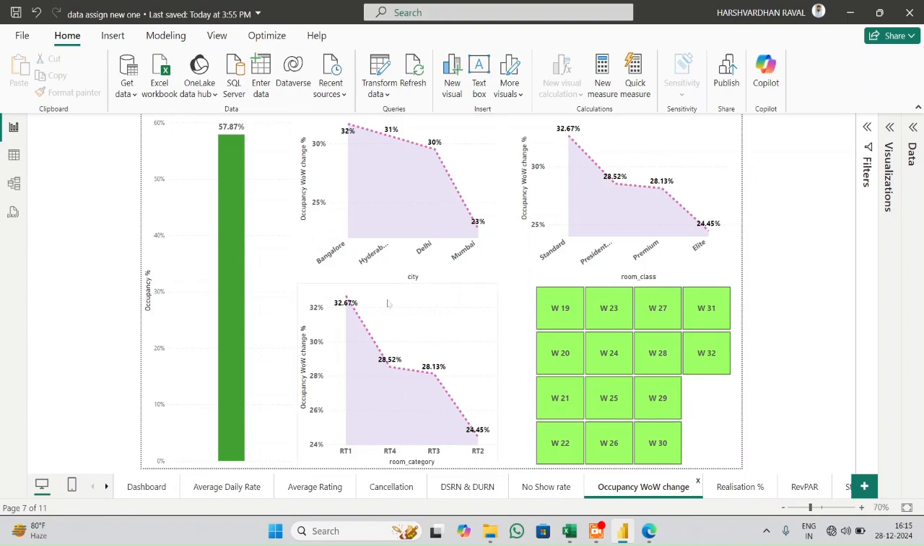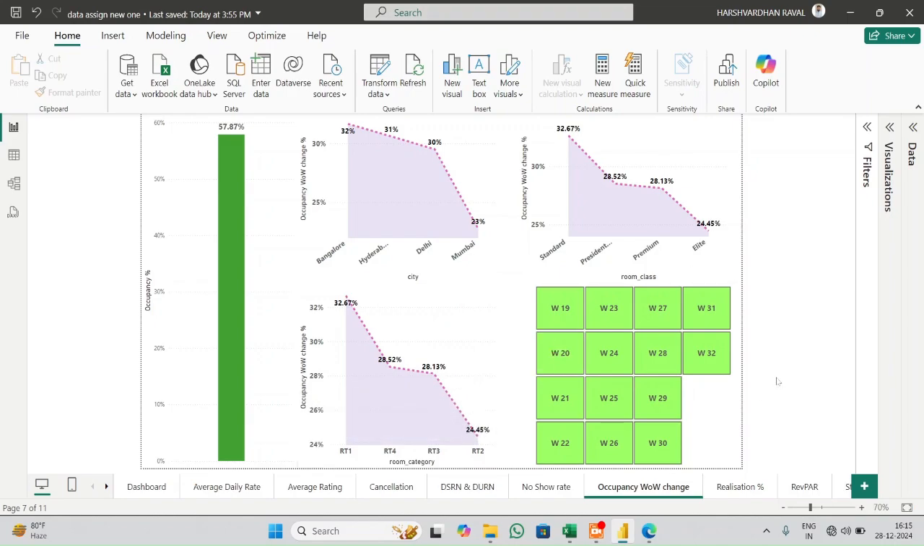So occupancy week on week change in terms of city. In this, Mumbai has a 23% change, which is positive, so occupancy has increased slightly, but Bangalore has a 32% increase in occupancy. Same for occupancy versus room class: Standard has 32, which is the highest occupancy change, and Elite is very low. Same here for room category: RT1 has 32, but RT2 has 24.45.